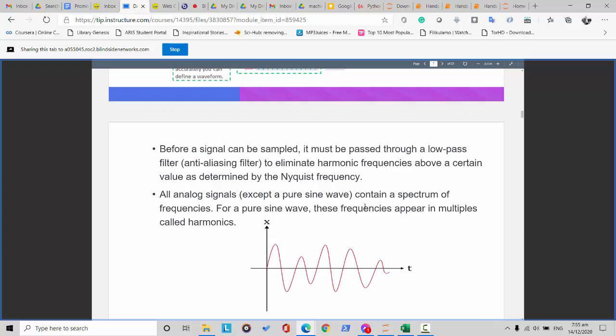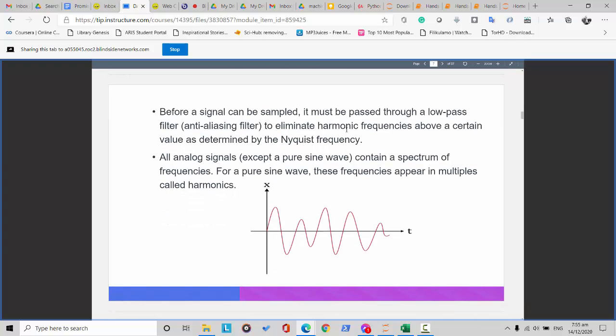Now it says here that before a signal can be sampled, we need to pass it through a low pass filter, no? So it goes through filtering first, and we call it the anti-aliasing filter. The function of this is that we can eliminate harmonic frequencies which are above a certain value as determined by the Nyquist frequency. Okay, so we'll talk about this later.